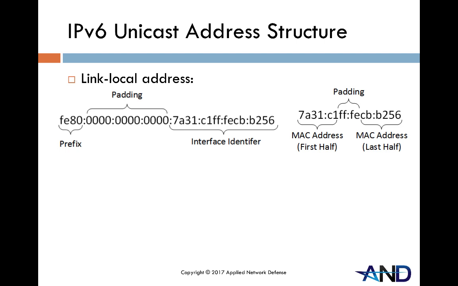There's also another step where the 7th bit of the first byte is actually inverted, so the bit is flipped either from a 0 to a 1 or a 1 to a 0. So that's a few steps, but the key thing to keep in mind here is that the interface identifier is based on the unique MAC address of the interface that address is actually bound to.